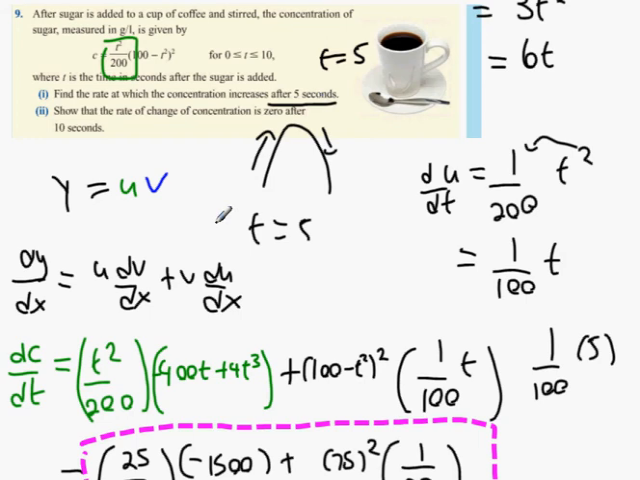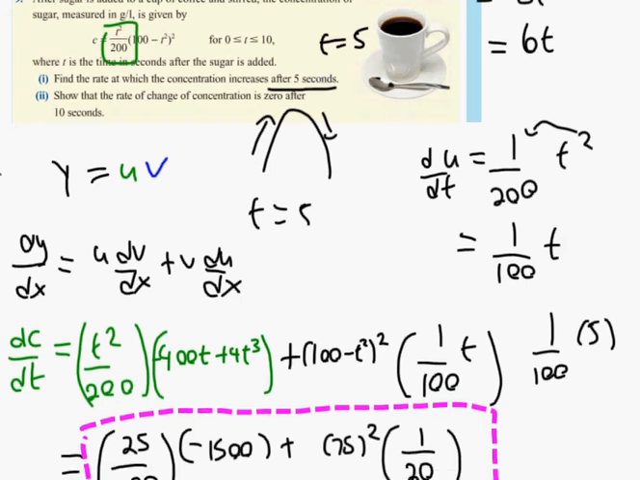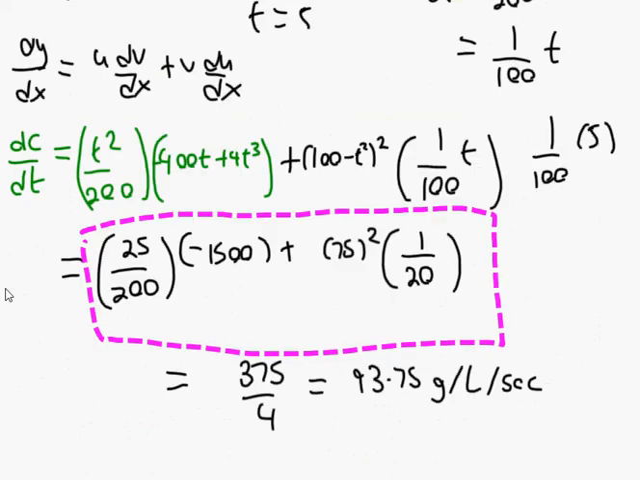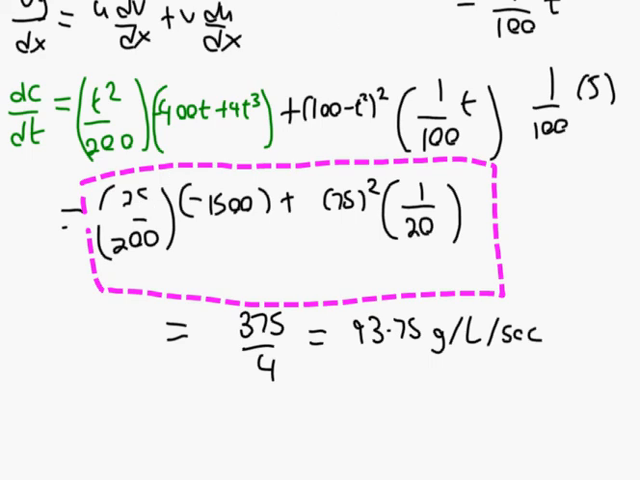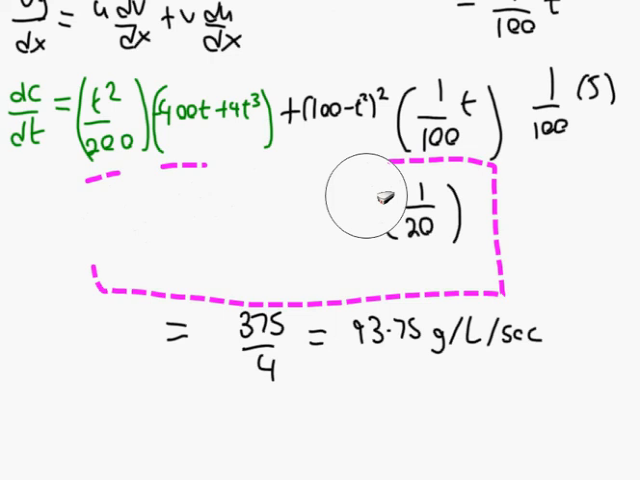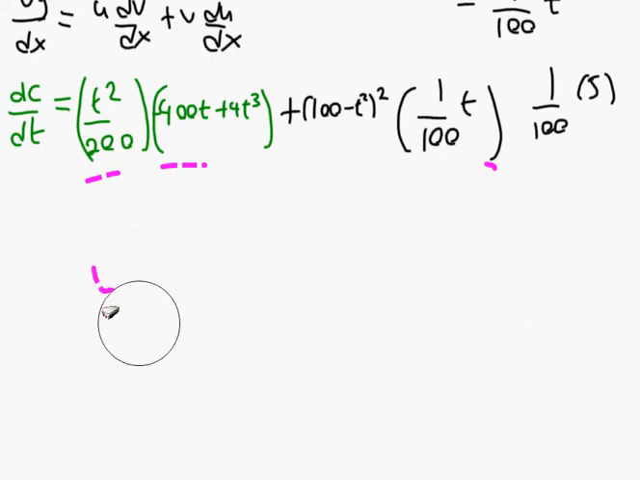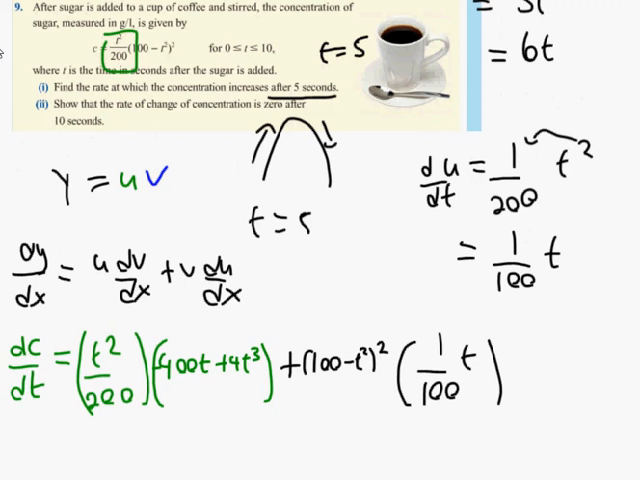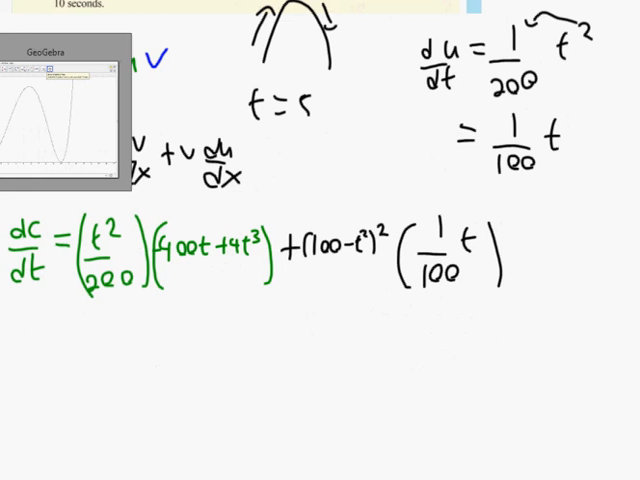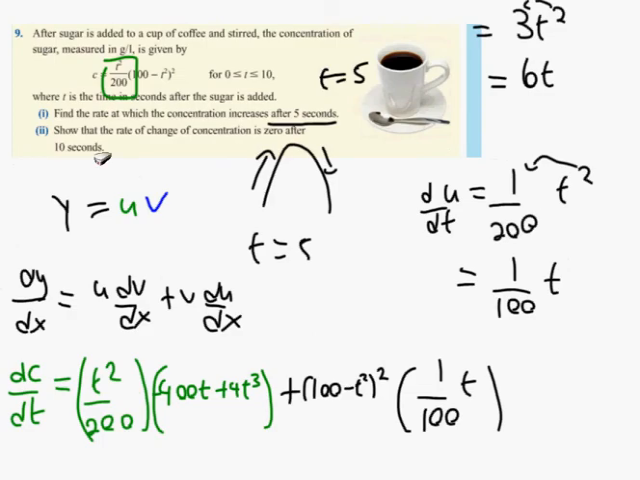Now, lads, show that the rate of change of concentration is 0 after 10 seconds. Once again, I could try to solve the whole thing and prove that it equals 10, or what's the other way of doing this? There's two ways. Do you remember what it says here? Prove that the rate of change of concentration is 0. If it's 0, it's a turning point. Show that the rate of change of concentration is 0 after 10 seconds.